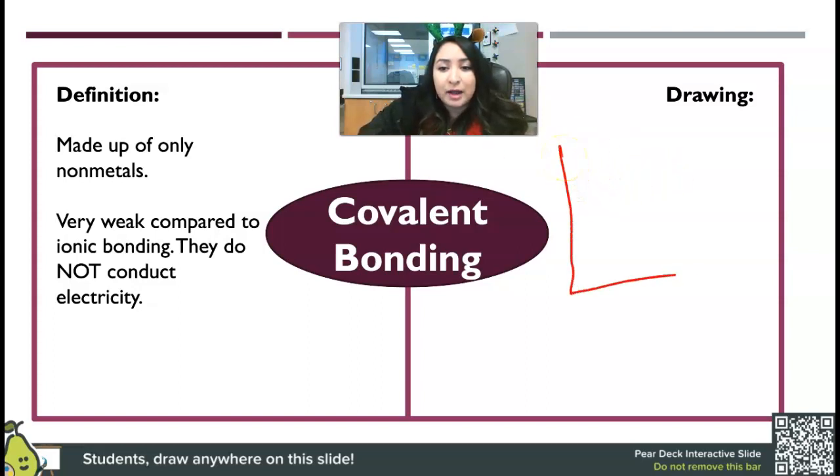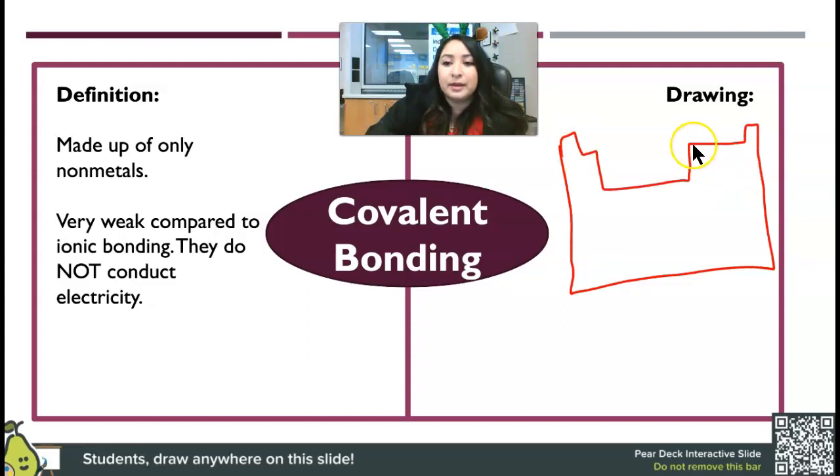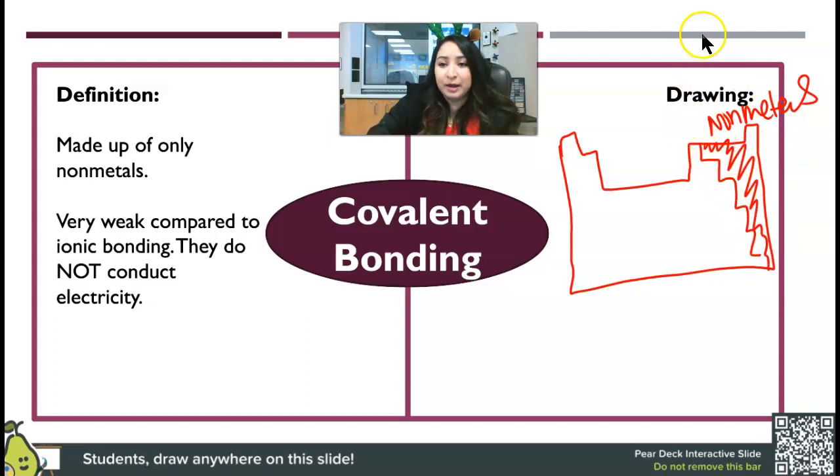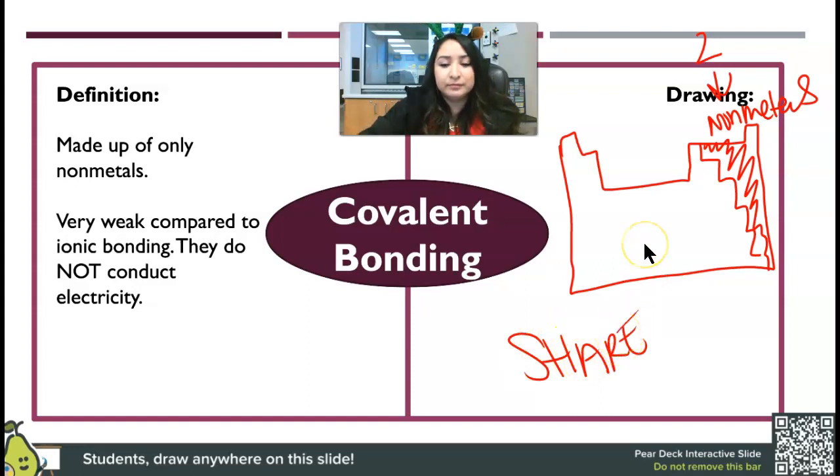So if we were to have our periodic table, it looks a little something like this. Remember, there's still that staircase. These are your nonmetals on this side. And that's when you have two that are on the same side. That's when you have a covalent compound because they share electrons.